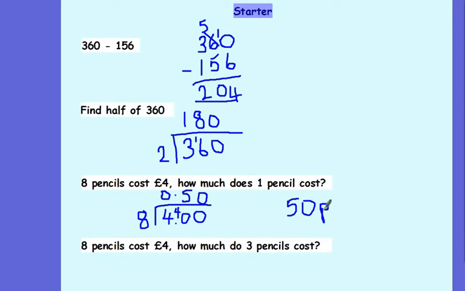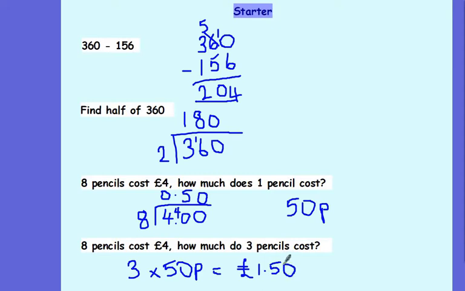And for the last question, I asked you if 8 pencils cost £4, how much do 3 pencils cost? Well, in the previous question, we've worked out how much 1 pencil costs. So to work out 3 pencils, we need to do 3 times 50p, which gives us £1 and 50 pence.